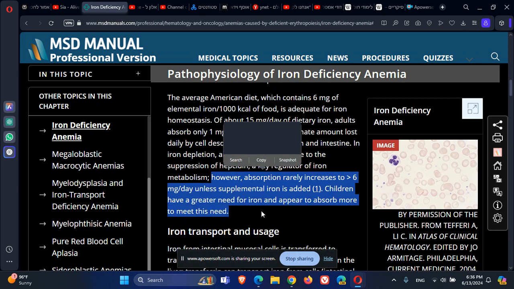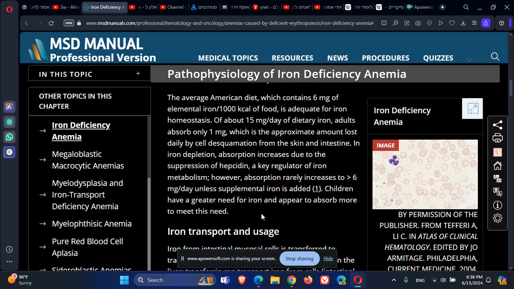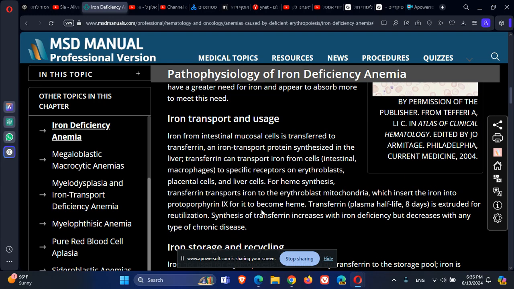Another thing is that if you absorb too much iron, the body will reject it by increasing levels of hepcidin, a protein secreted from the liver, which inhibits the absorption of iron from the intestine, so that we won't absorb too much iron into the body.